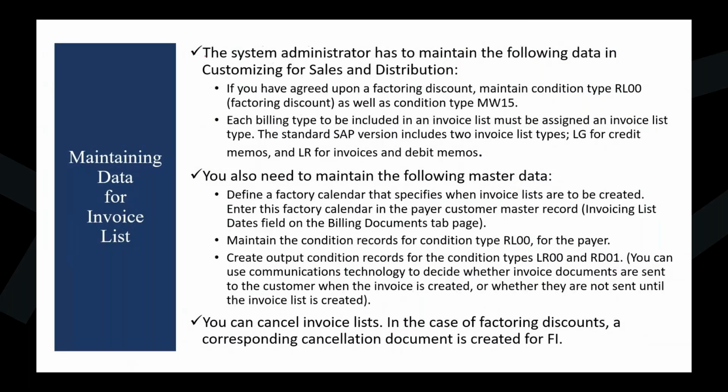Okay, the system administrator has to maintain the following data in customizing for sales and distribution. So what you need to maintain? One, if you have agreed upon a factoring discount, maintain the condition type RL00 as well as the condition type MW15. I maintained this already. Okay, I showed you already just now, but not sure why it is not taking. Okay, that's fine. I'll check. Now, next one. Each billing type to be included in an invoice list must be assigned to an invoice list type. Okay, the standard SAP version includes two invoice list types: LG for credit memos and LR for invoices and debit memos.